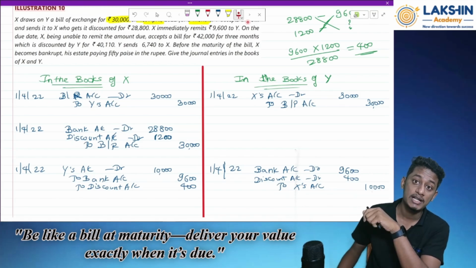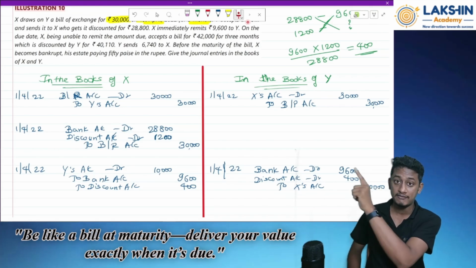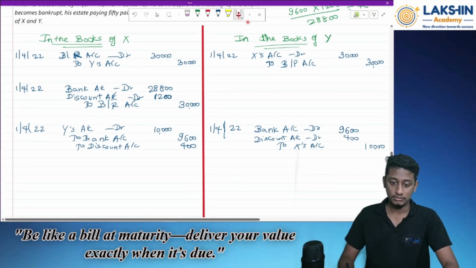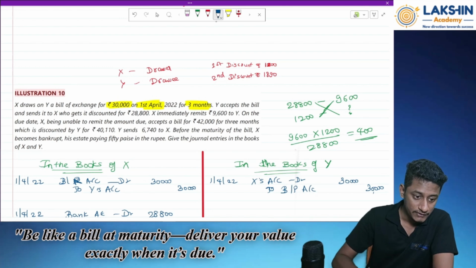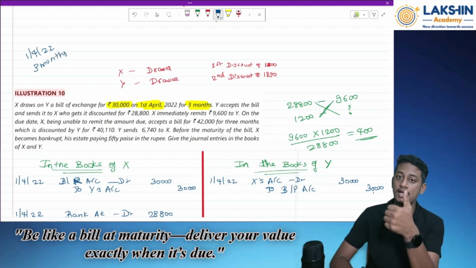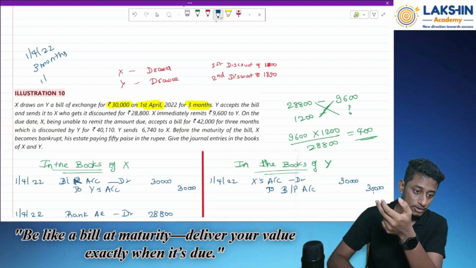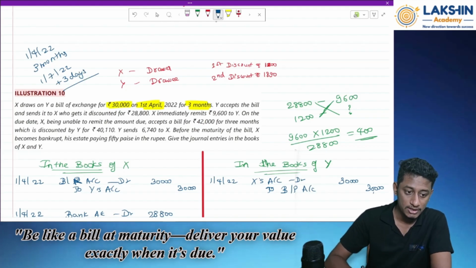What was the actual bill receivable value? It was rupees 30,000. So the whole amount of rupees 30,000 will be paid by Y to the bank. So the entry will be, first of all, what was the due date? For the first bill, it was created on 1st of April 22 with a due date of 3 months. That will be April, May, June, so 1st of July 22, plus 3 days will be 4th of July 22.